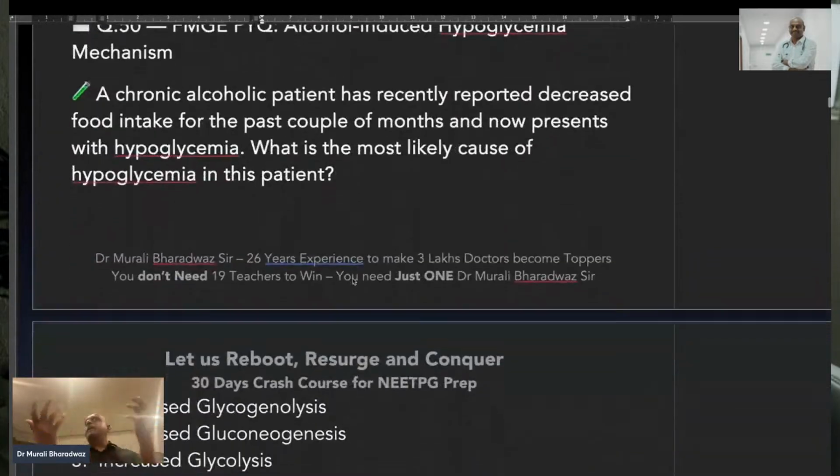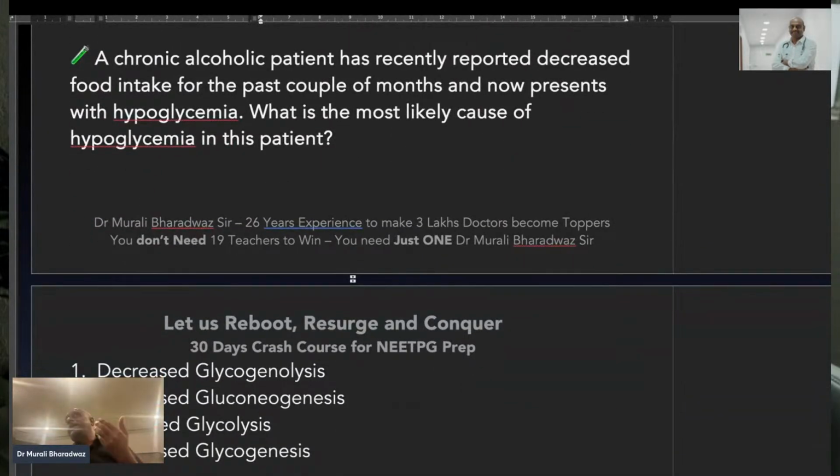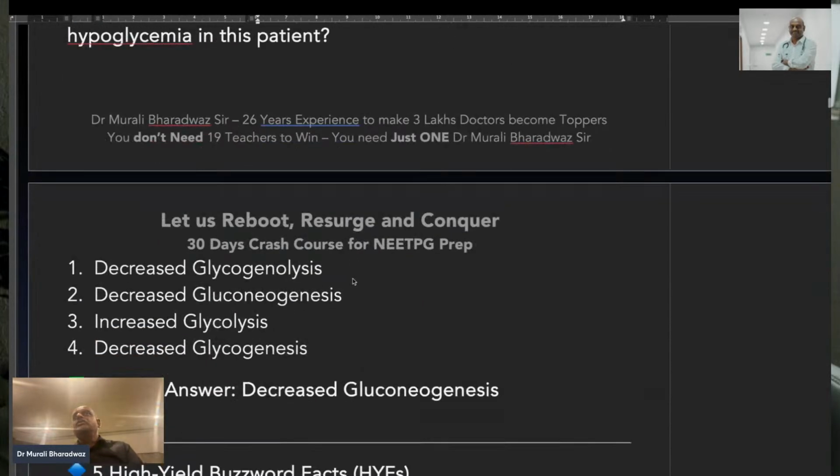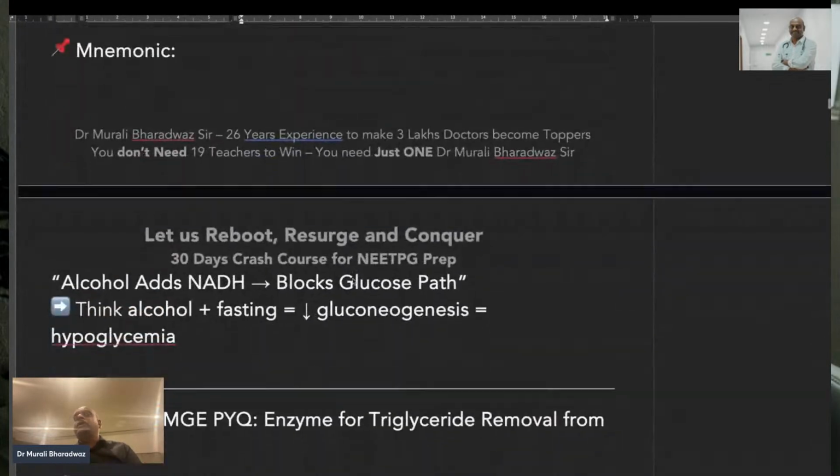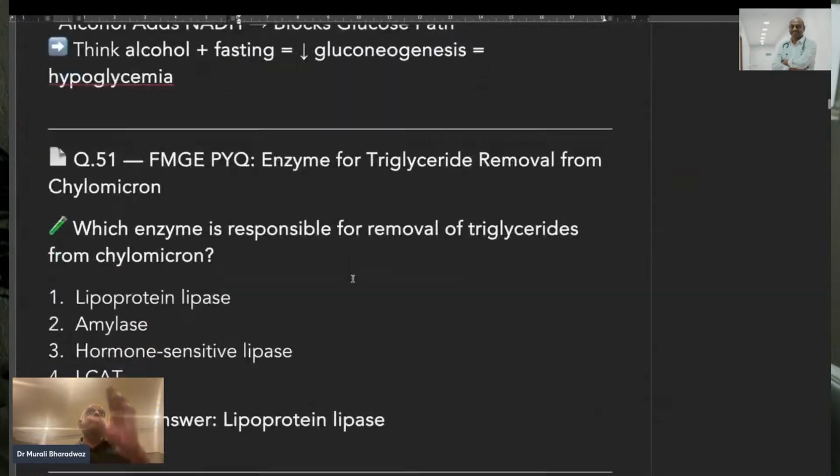A chronic alcoholic patient, decreased food intake for the past couple of months, now presents with hypoglycemia. So decreased gluconeogenesis, OAA, alcohol attacks. Repeat, and then two times only.